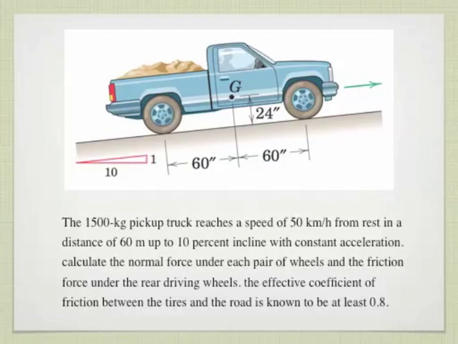As I have introduced the plane kinetics of the rigid bodies, now I will do an example of the kinetics of rigid bodies. The 1500 kg pickup truck reaches a speed of 50 km per hour from rest in a distance of 60 meters up a 10% incline with constant acceleration. Calculate the normal force under each pair of wheels and the friction force under the rear driving wheels. The effective coefficient of friction between the tires and the road is known to be at least 0.8.